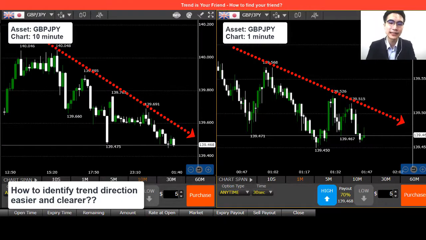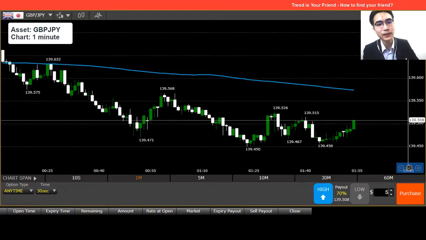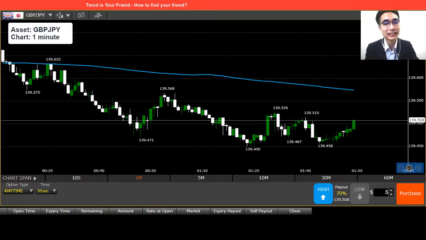So just take a look at another image here. This is a 1 minute chart for the British pound and Japanese yen as well, which is the same currency, and the same movement as the one we looked at previously. So the only difference here is that I inserted a line here, if you realize.